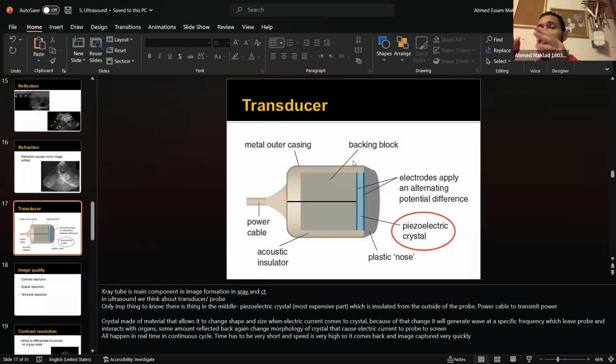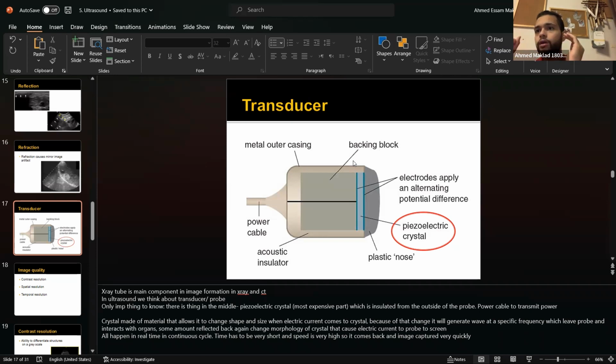Now, when those sound waves hit the organs and are reflected back, they hit the piezoelectric crystal. One of the other characteristics of piezoelectric crystals is that when they vibrate, they give you electricity back. So it's a two-way street. If you give it electricity, it gives you vibrations. If you give it vibrations, it gives you electricity. And that's how an image is reflected back on the crystal.